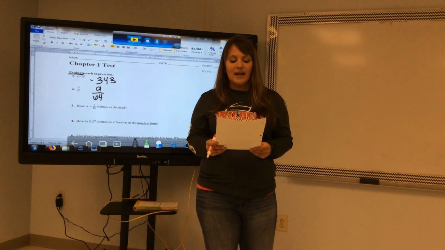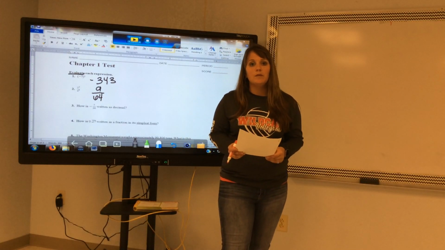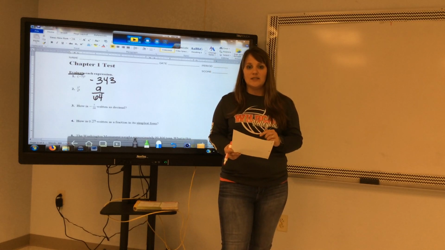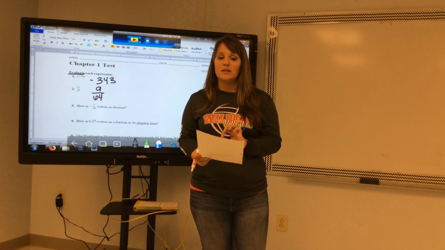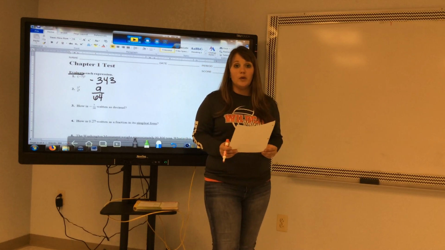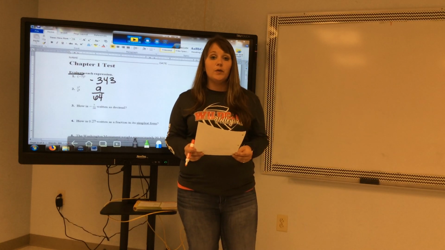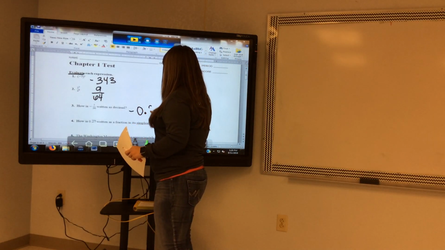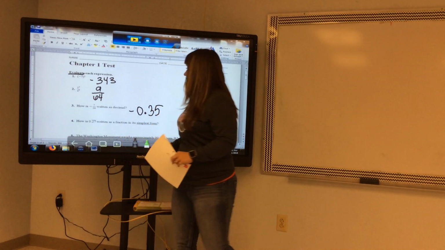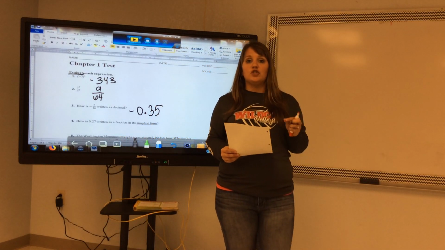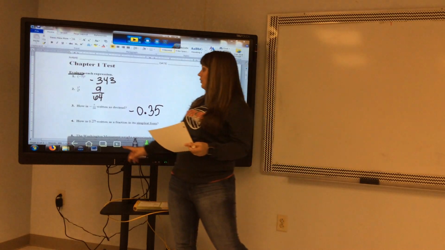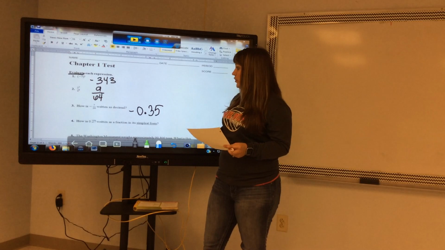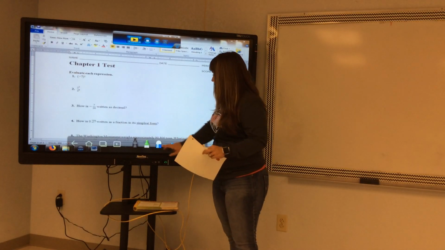Number 3 says, how is -7/20 written as a decimal? Use that negative sign on your calculator, the white one with the black negative sign by your numbers, not to be confused with the subtraction sign. 7/20, control enter, and it turns it into a decimal for you. Your answer should be -0.35. All of those can be done just directly in your calculator. Make sure that you know when it says evaluate, it just wants the value for that number. But those 3 are just calculator questions.